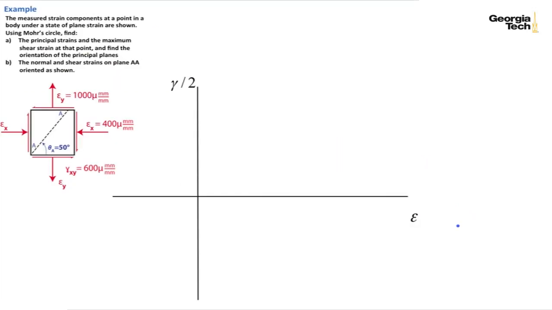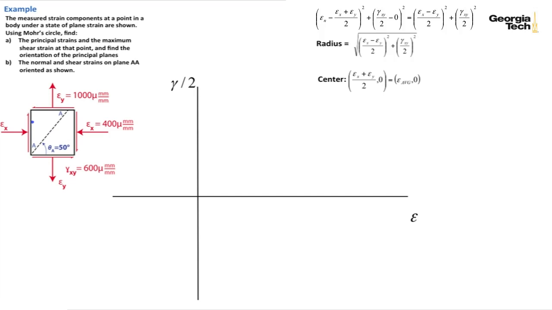And so here's a problem. We have the measured strain components, and again, we're going to learn how those are measured very shortly in a couple of modules. We're going to use Mohr's circle to find the principal strains and the maximum shear strain at this point and find the orientation of that principal plane. So here are our Mohr's circle equations. Now, instead of plotting gamma xy, we're going to plot gamma xy divided by 2, which is equal to 300 mu millimeters per millimeter. And mu, as a review, is 10 times 10 to the minus 6th.